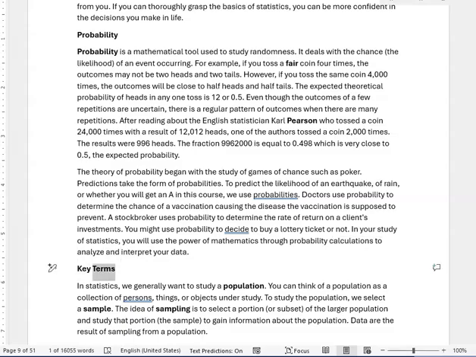Key terms. In statistics, we generally want to study a population. You can think of a population as a collection of persons, things, or objects under study. To study the population, we select a sample. The idea of sampling is to select a portion or subset of the larger population and study that portion, the sample, to gain information about the population. Data are the result of sampling from a population.